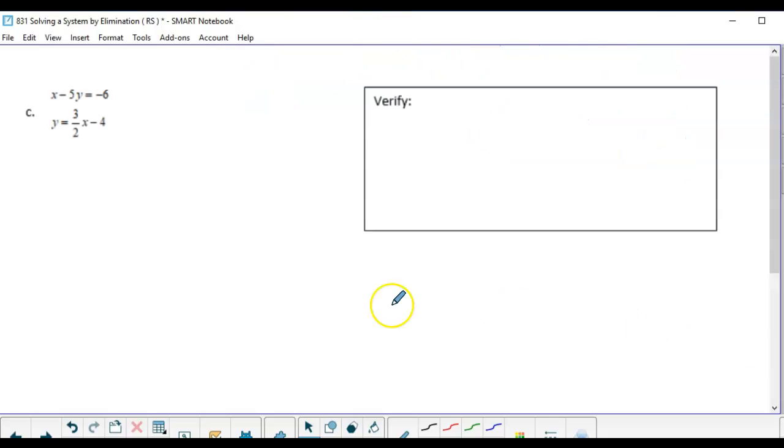Next one. So this one has fractions in it in the second part. They're in different forms. The really important part about elimination is the terms have to line up and the equal sign has to line up. So what I want to do here is, for elimination, I don't want to keep any fractions. So I'm going to multiply this by 2.